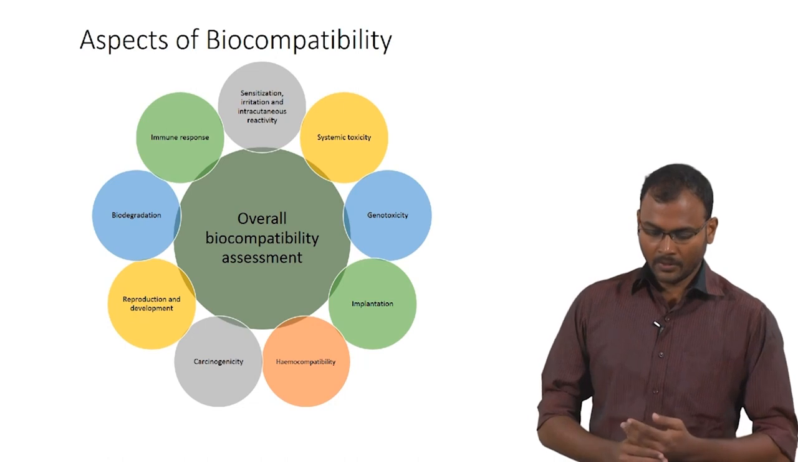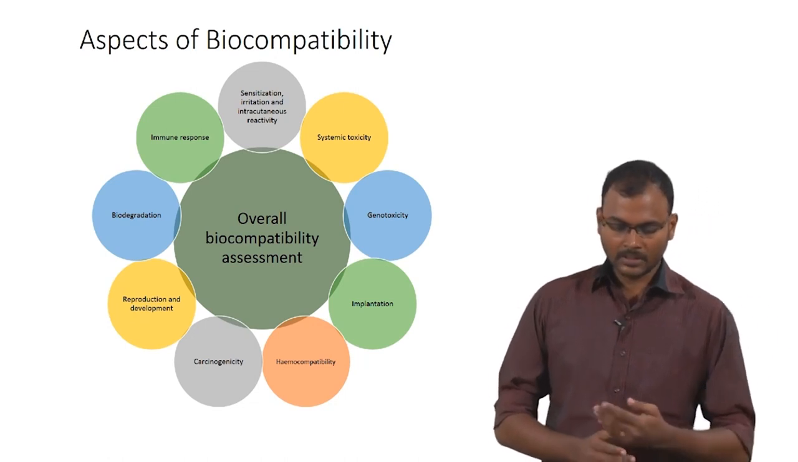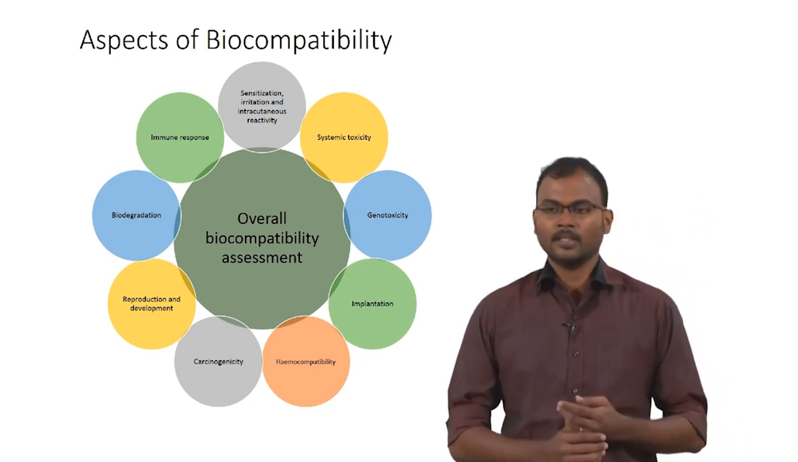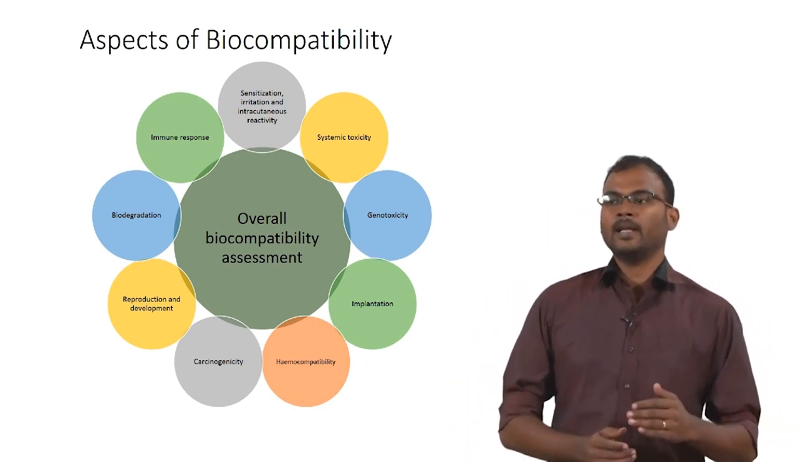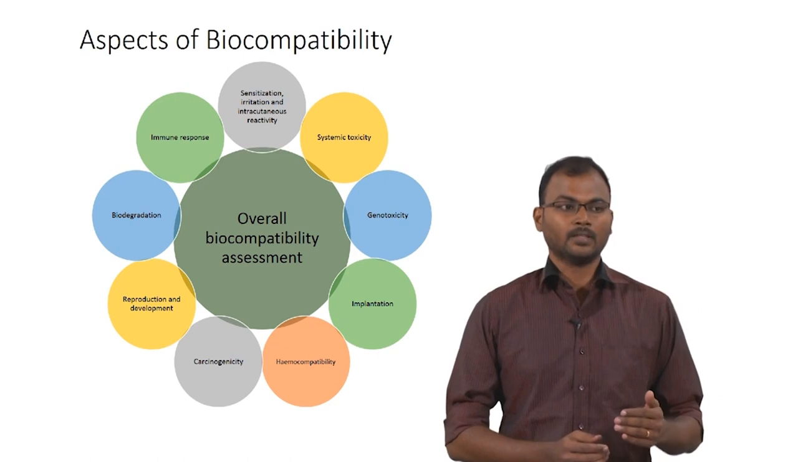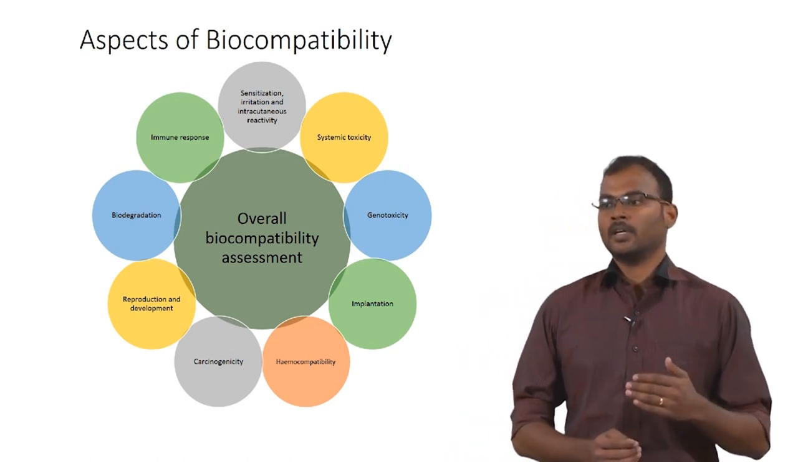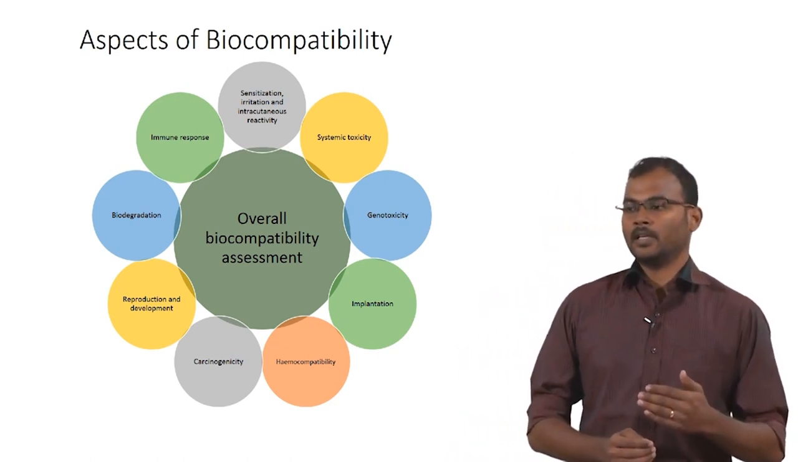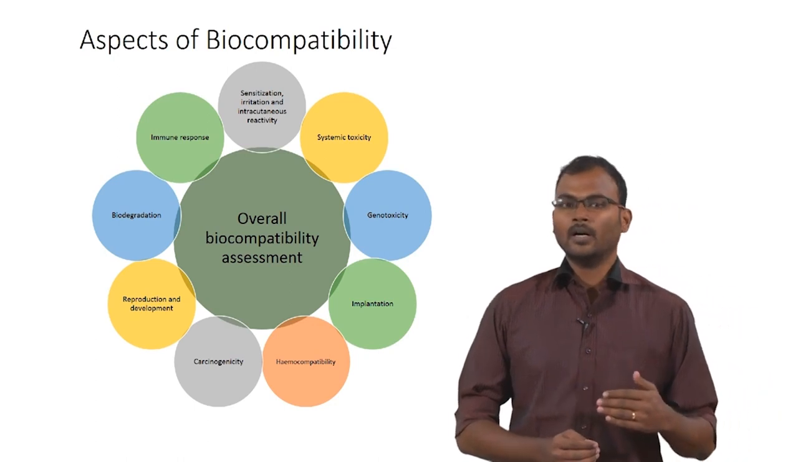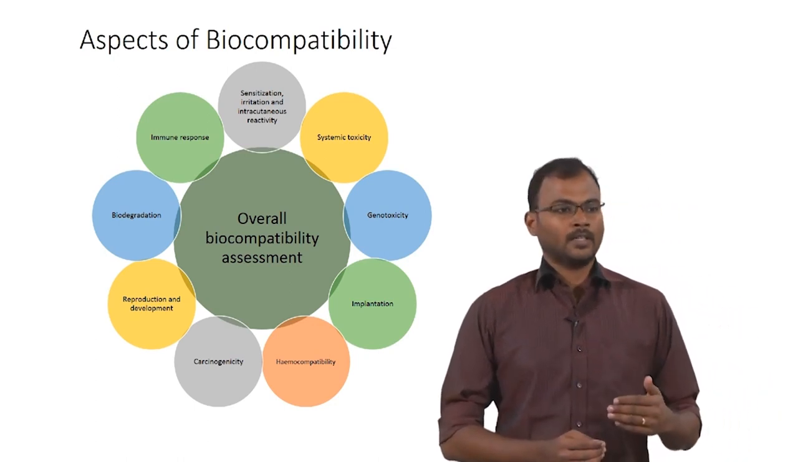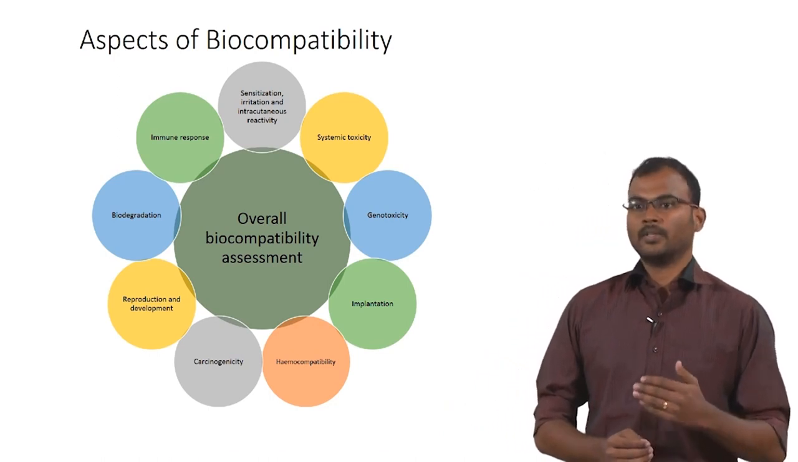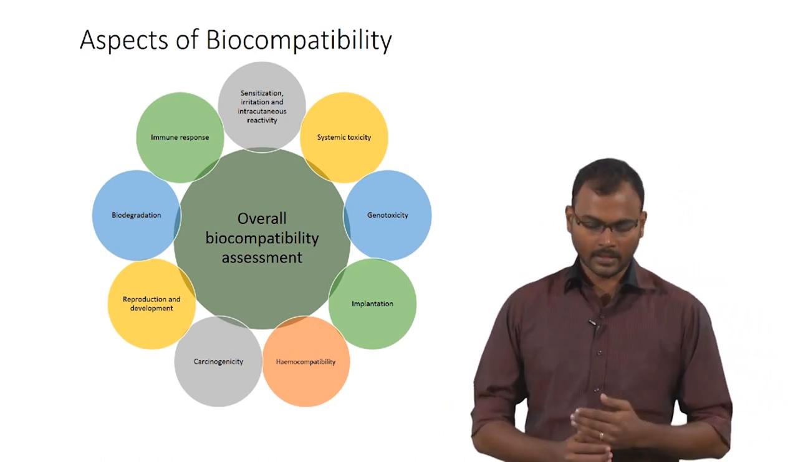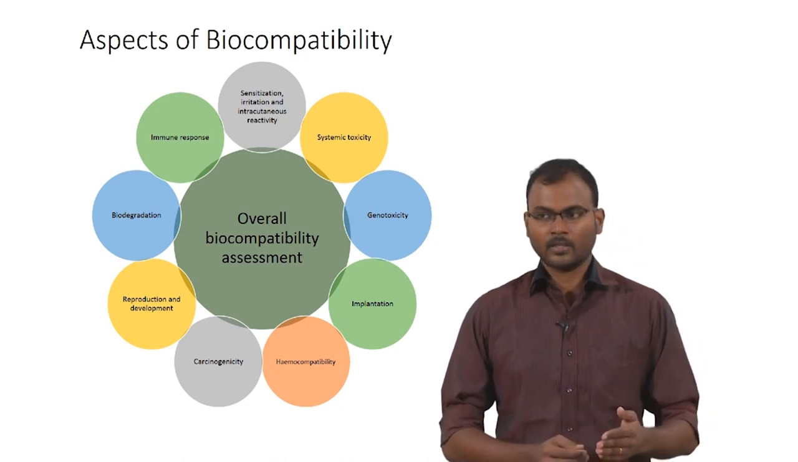So coming to the aspects, first is sensitization, irritation and intracutaneous reactivity. This is mainly applicable for wound dressing materials. What happens is when you are putting a wound dressing on a particular wound, it shouldn't cause irritation or produce any allergic reaction on the surfaces and all. So we have to test for that. So that is an aspect.